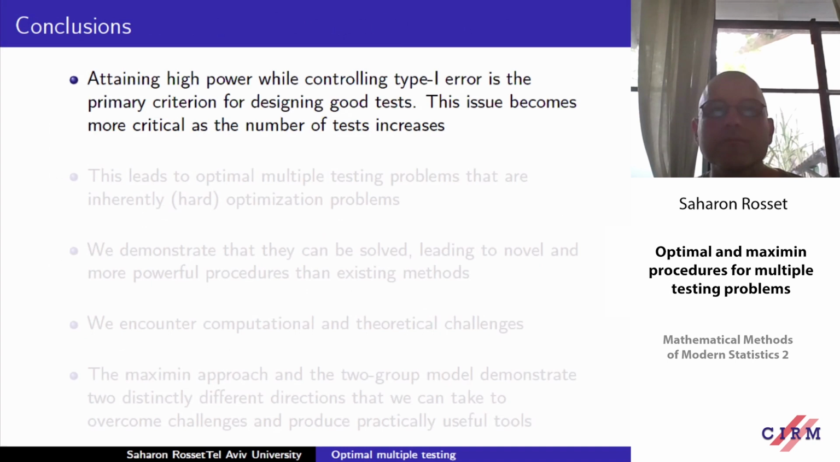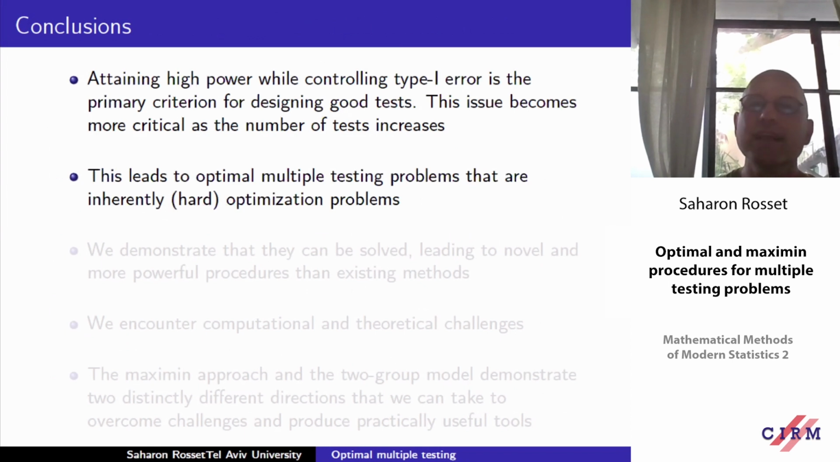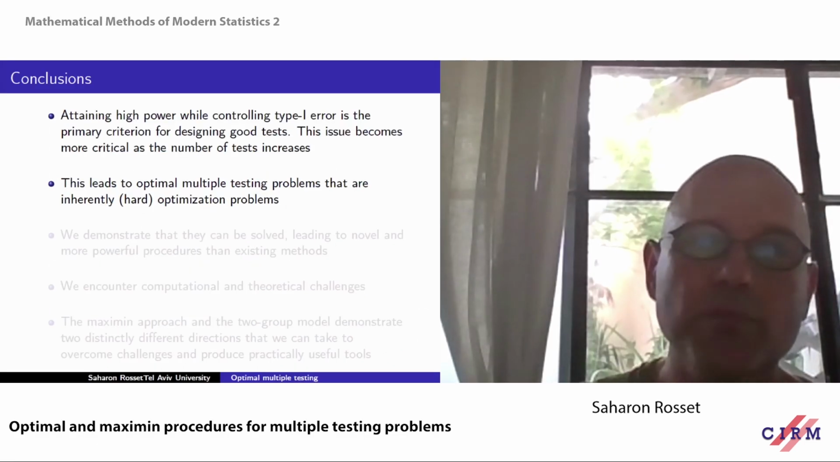So to summarize, we think it's self-evident that having high power is what we want from good tests. This is how we teach Neyman-Pearson in Stats 101. And it seems clear that this becomes more critical and not less critical as we move to multiple testing. So this gives us this formulation of optimal multiple testing as optimization problems that are hard problems.